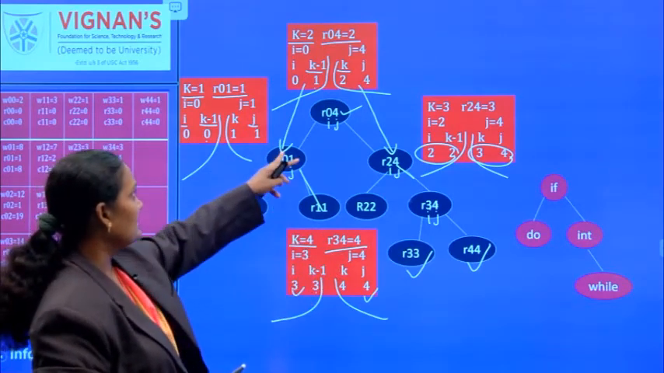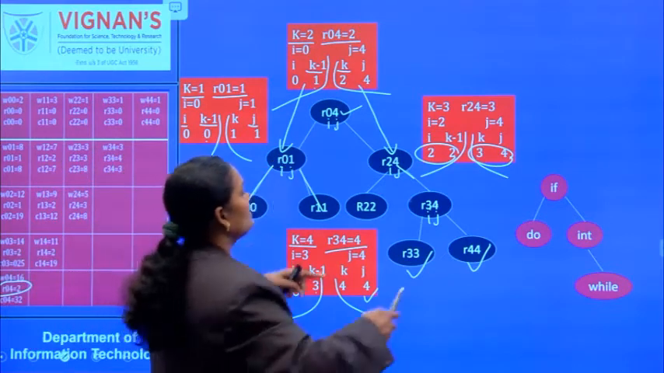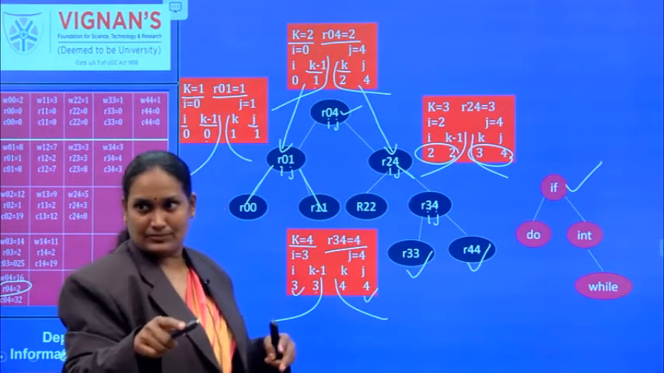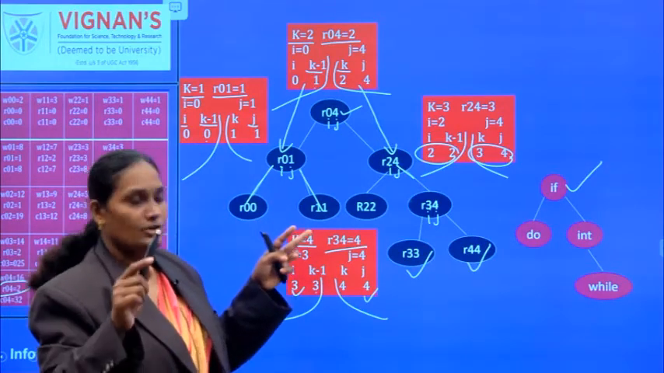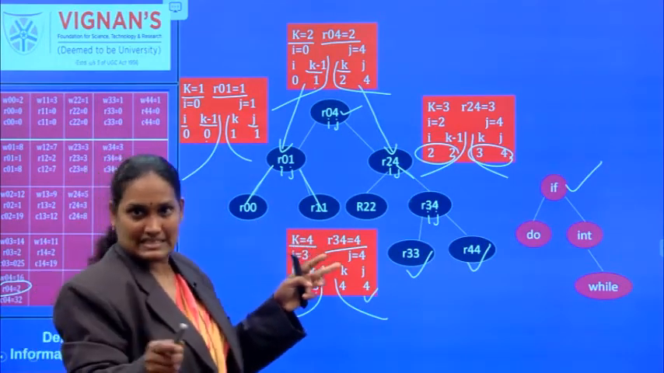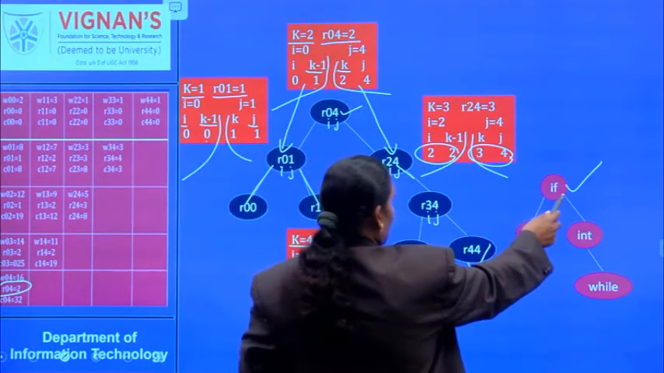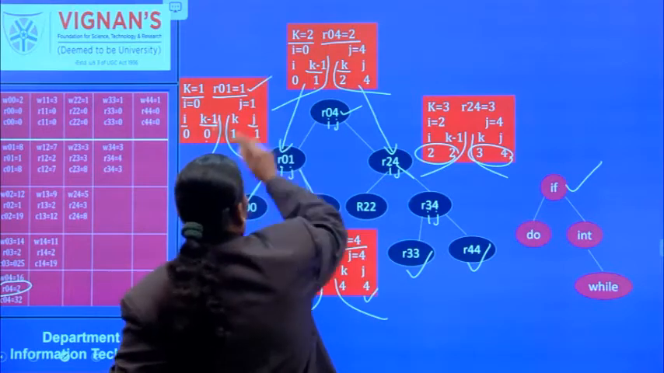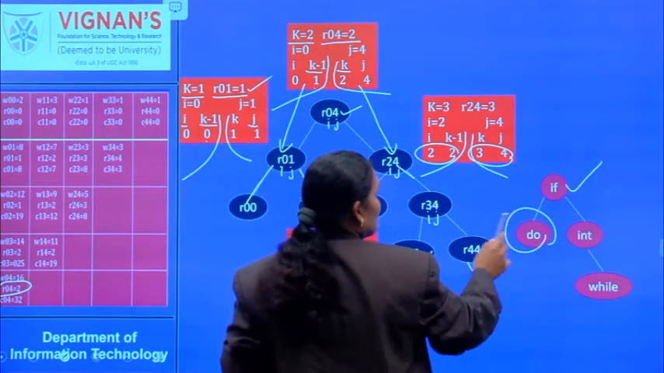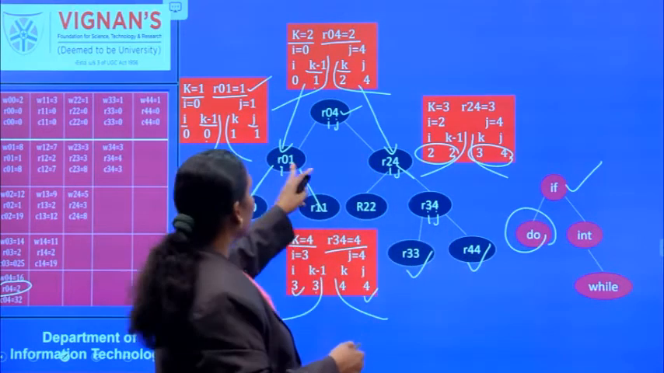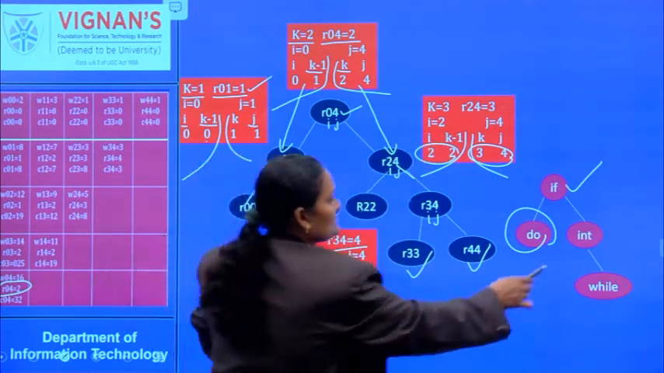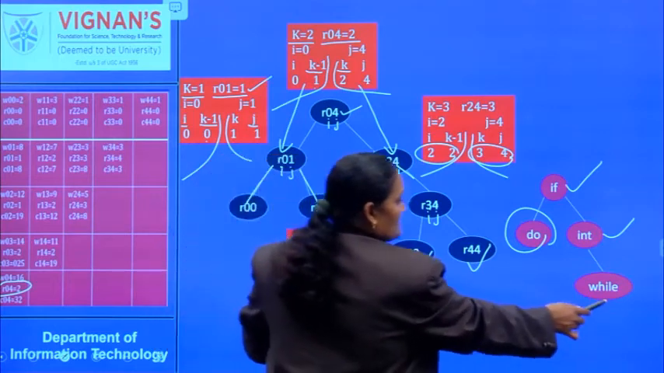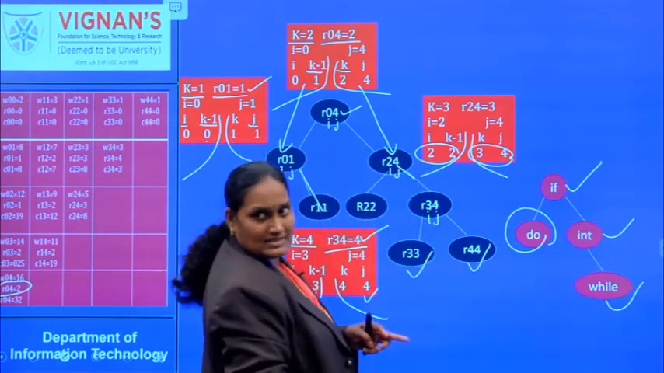Now let us see the key nodes. The R04 value is 2. So the second key element is if. Here we are given the key values as do, if, int, while. The second key is if, so if becomes the root node. And here this one, R01, which is 1, the first key element do, becomes the left child. And here this value 3 becomes the right child. And this value, whose value is 4, becomes the last right child.